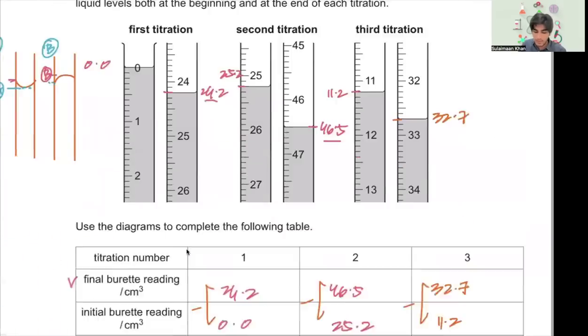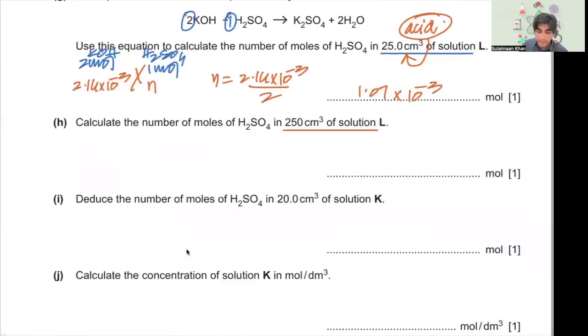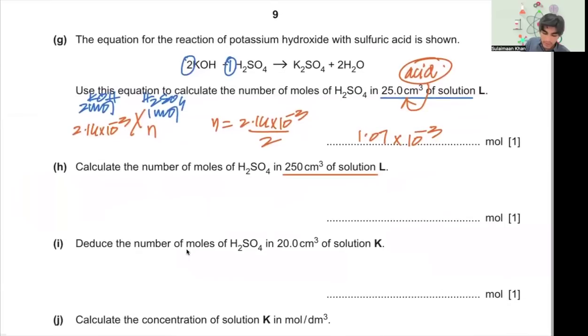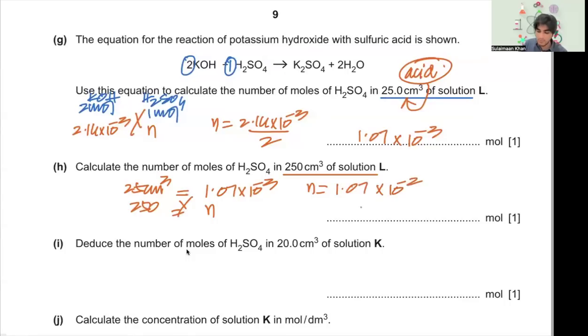Now, if I want to figure out the moles in 250, in 25 cm cube I had 1.07 into 10 to the power minus 3 moles. So in 250, I just multiplied by 10. In 250, I'd have n. So n equals, what do we get? 0.0107, so it's roughly 1.07 into 10 to the power minus 2. These are the moles in 250 cm cube.